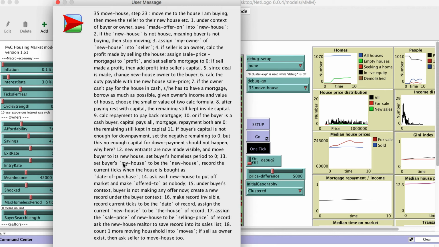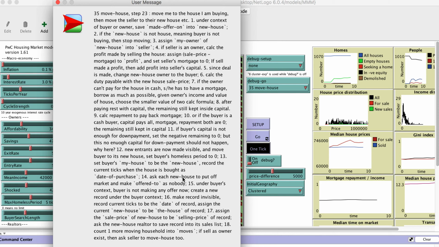And we set the buyer's my house property to be the new house. Okay, the new house become the buyer's my house, of course. And we will record the current time ticks to be the time the house is bought. And we save it under the variable called the date of purchase. This is probably a property of a house.